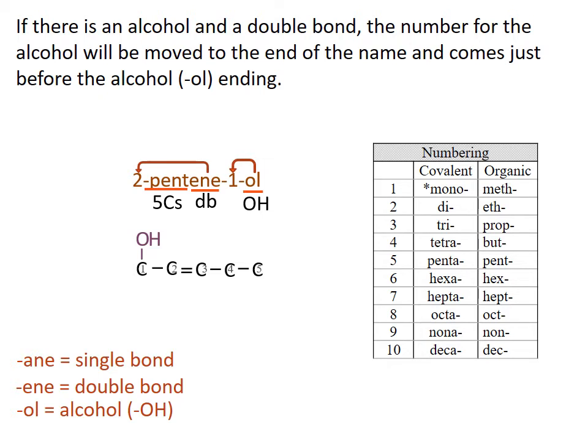Now I add hydrogens to make sure that every carbon is making 4 bonds. So I add 2 hydrogens to the first carbon, 1 to the second, 1 to the third, 2 hydrogens to the fourth carbon, and 3 hydrogens to the fifth carbon. Now every carbon is making 4 bonds.